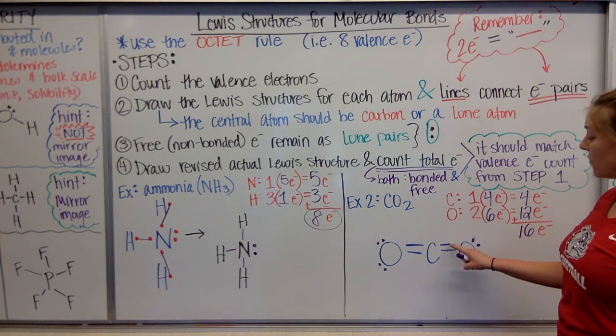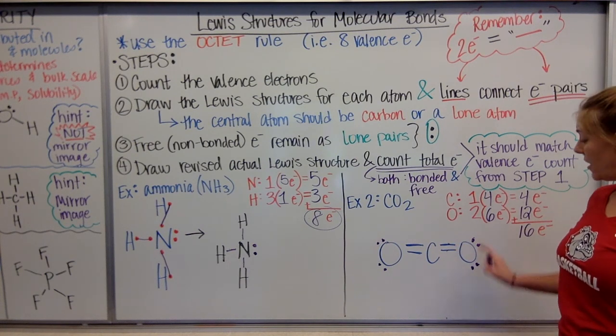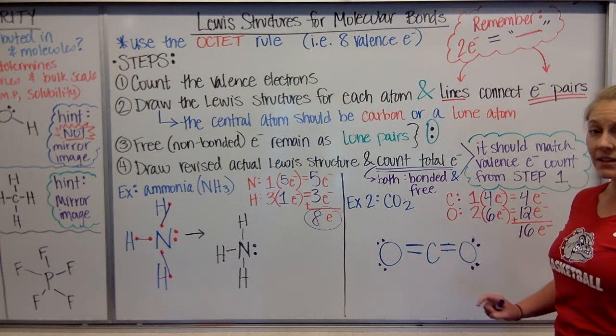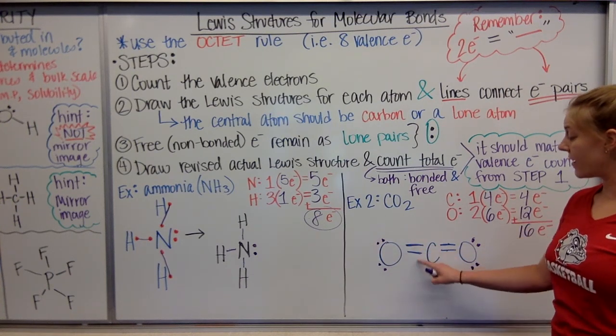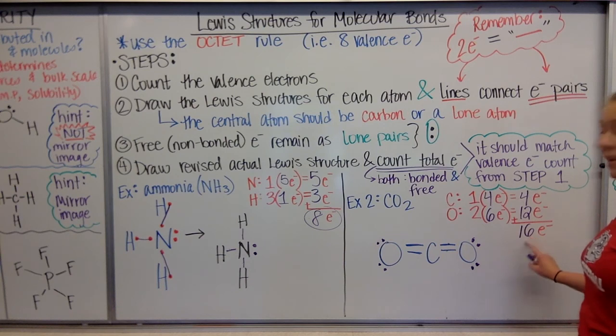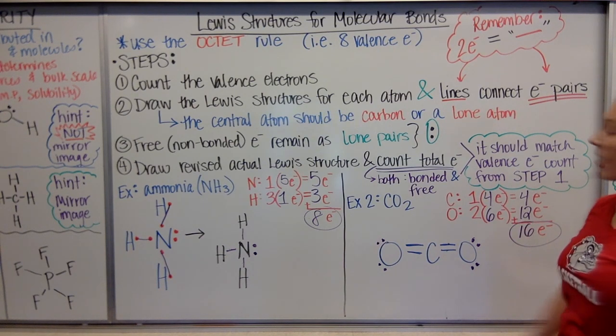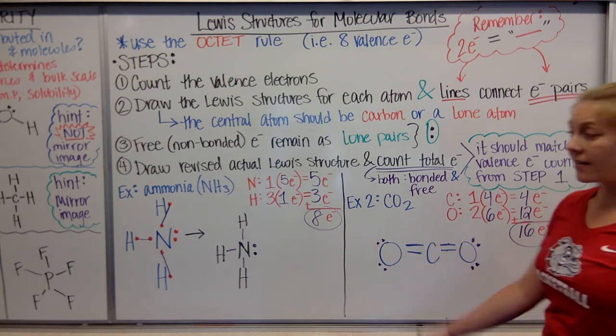Now, each oxygen feels like it has 8 electrons around it. 2, 4, 6, 8. 2, 4, 6, 8. For a total of 2, 4, 6, 8, 10, 12, 14, 16 valence electrons, which matches what we thought we should have, okay? So there's the Lewis structure for carbon dioxide.